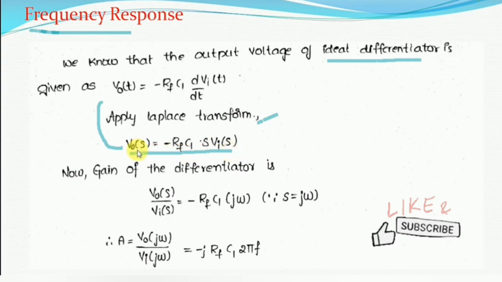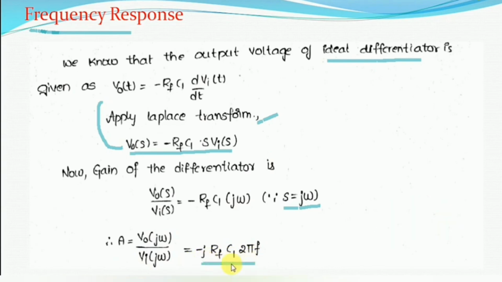Now we can find the gain value, that is V naught of s by Vi of s is minus Rf into C1 into s. We know the relation between s and the frequency as s is equal to j omega. So simply substitute s as j omega in this equation. We will obtain V naught of j omega by Vi of j omega as minus j into Rf into C1 omega, where omega is 2 pi f. So the final expression of gain is minus j into Rf C1 2 pi f. It is nothing but an imaginary term.